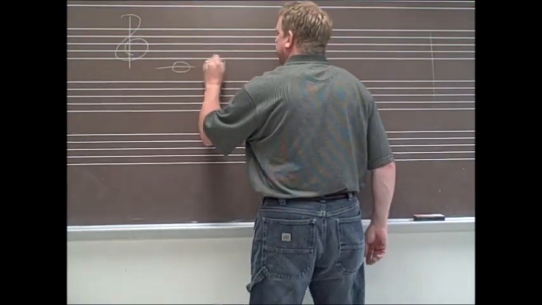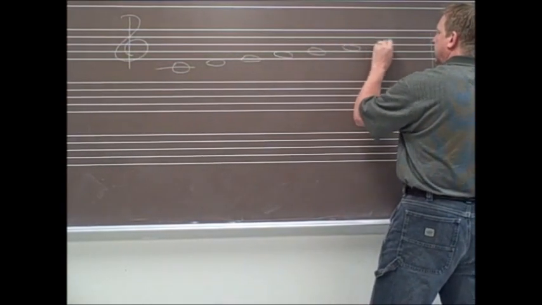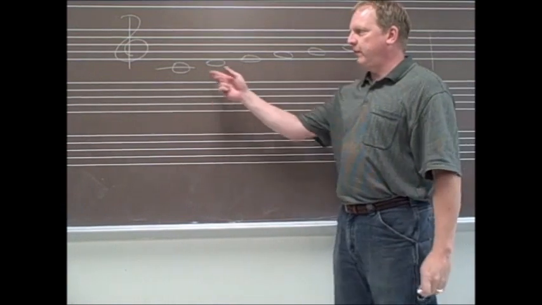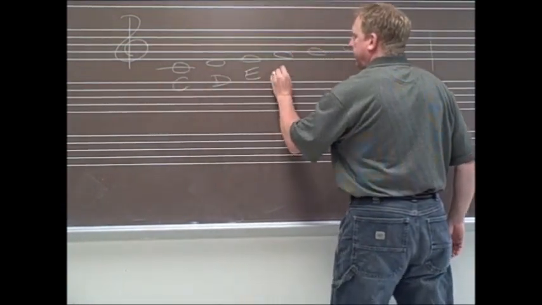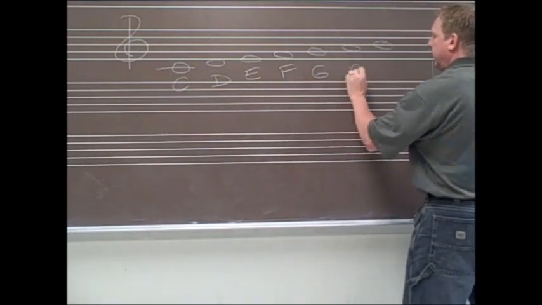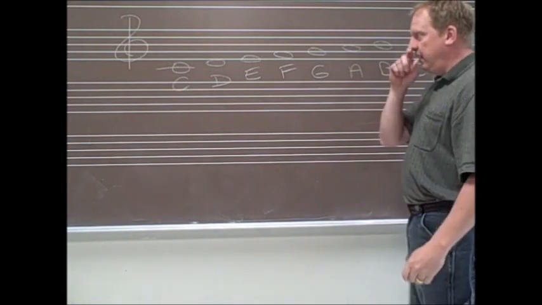In the treble clef, the C major scale is composed of these notes: C, D, E, F, G, A, B, and if you go to another octave C, it's here.